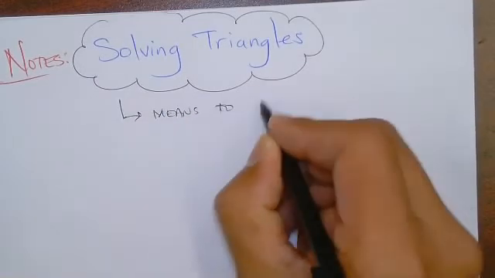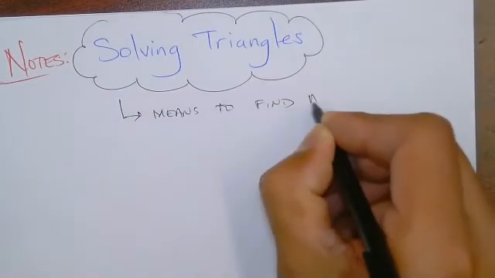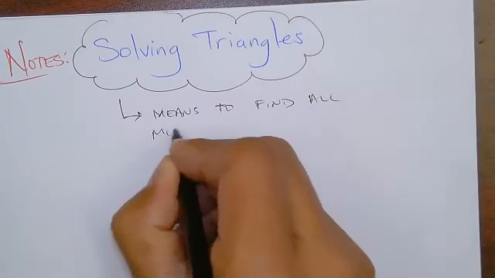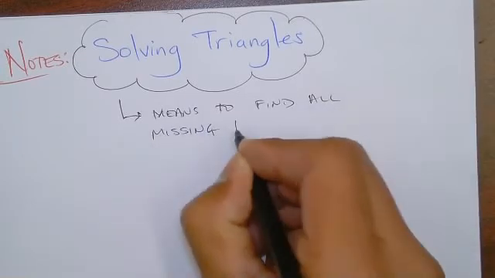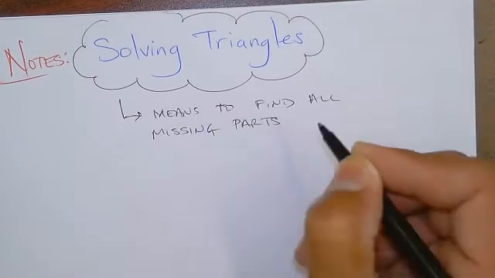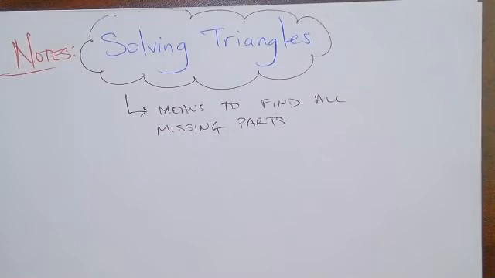to find all missing parts. That means to find everything that's not there. Anything that's not there, you got to find the answer for. You got to find the value of. Now let's talk about this word parts.